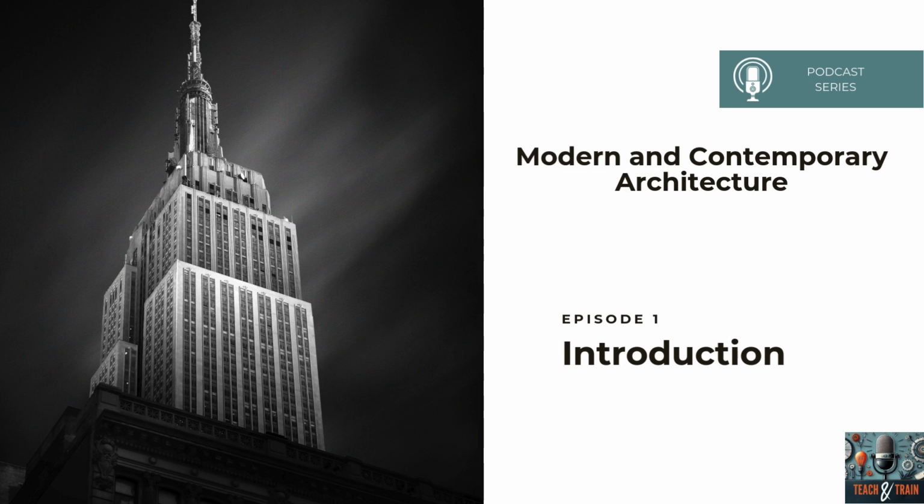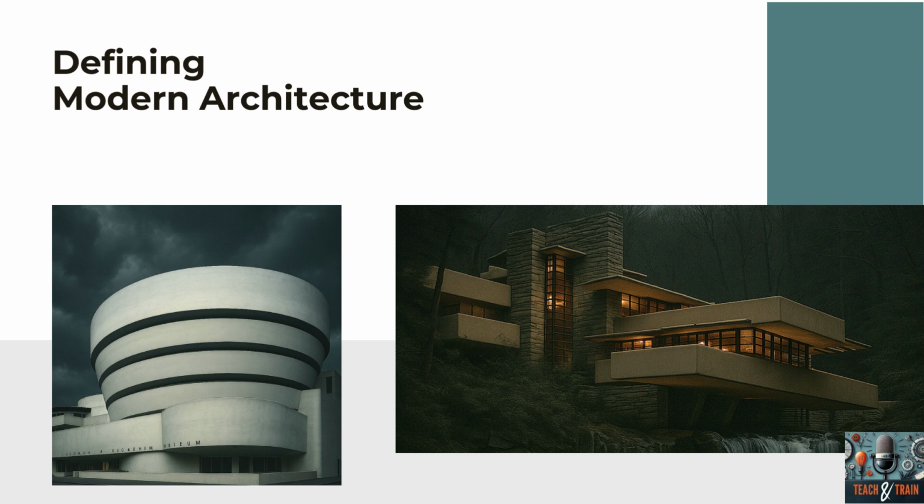First things first, what exactly is modern architecture? Okay, well, to put it simply, modern architecture is a style of building design that emerged in the late 19th and early 20th centuries. You can think of it as a reaction against those more elaborate decorative styles you see a lot of, like Gothic or Renaissance or Baroque.